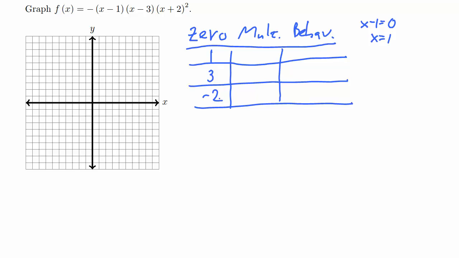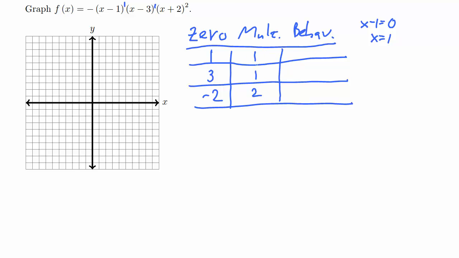So that's your zero. And then the multiplicity. Remember, the multiplicity is the exponent on the factor. And the exponents we see here are 1, 1, and 2. And yes, those are understood because they're not written. So you're going to put a 1 here, a 1 here, and a 2.